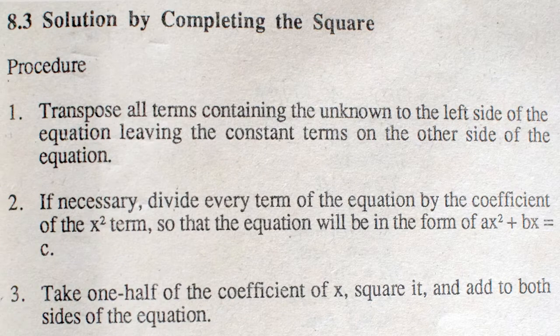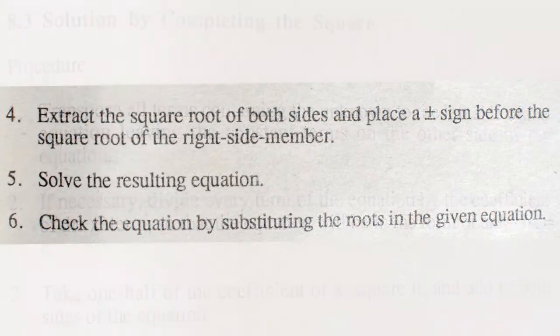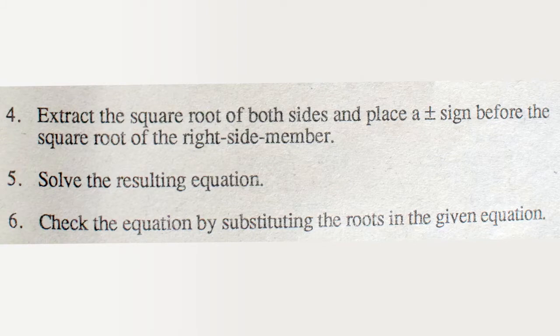Rule number 2: If necessary, divide every term of the equation by the coefficient of the x squared term so that the equation will be in the form of ax squared plus bx equals c. Then rule number 3: Take half of the coefficient of x, square it, and add to both sides of the equation. Rule number 4: Extract the square root of both sides and place a positive and negative sign before the square root of the right side member.